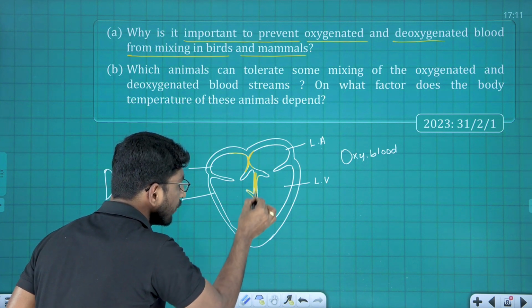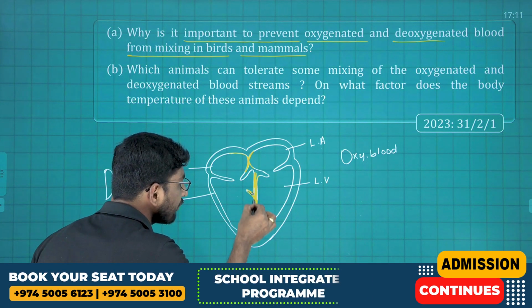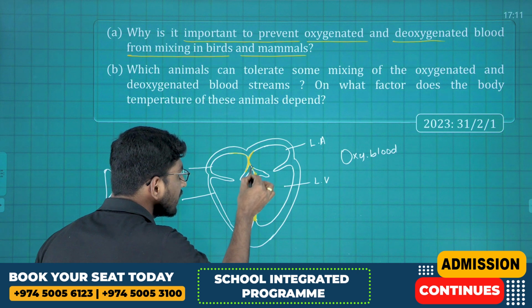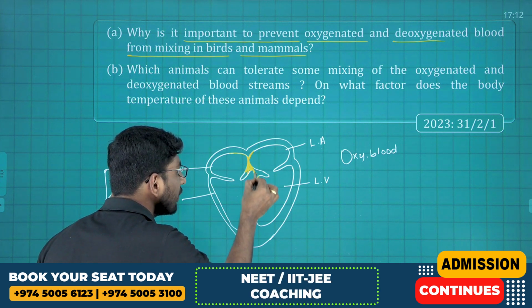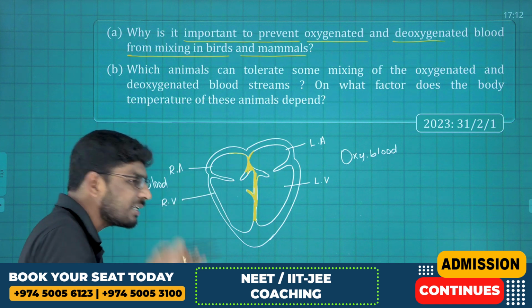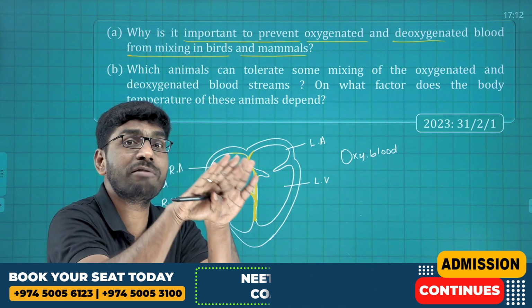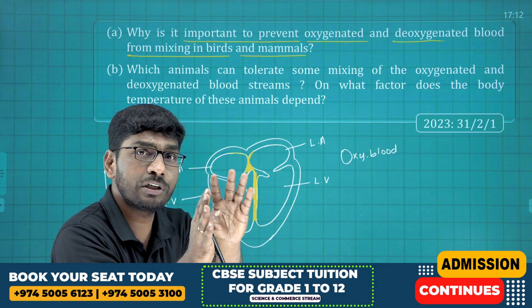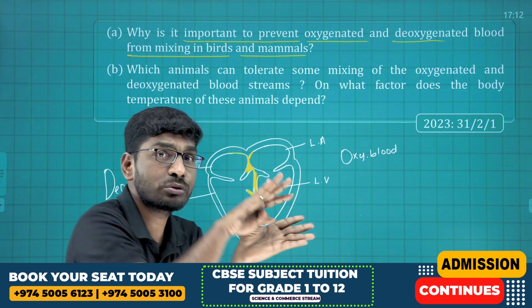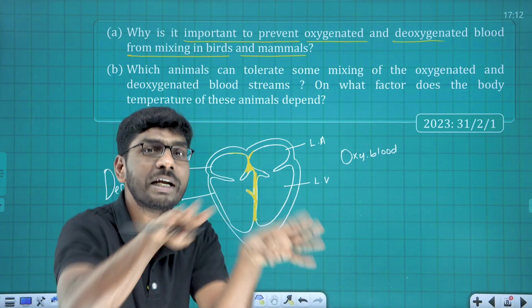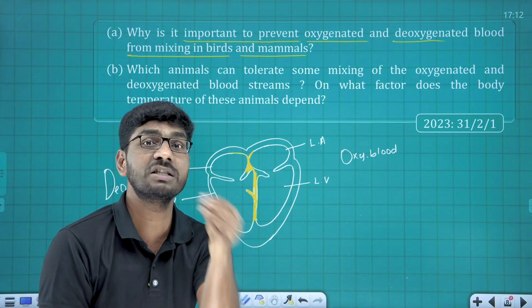Look at it. This is a septum. What is this septum? Tell me. Interventricular septum. What is this septum called? Interauricular septum. Sir, why these septums? Tell me. These septums are clearly separating the auricles and ventricles of the right side chambers from the left side chambers. They are clearly separating. They are preventing mixing of blood.